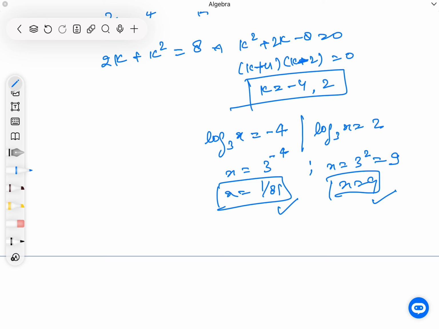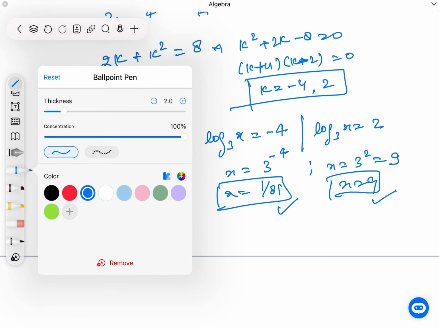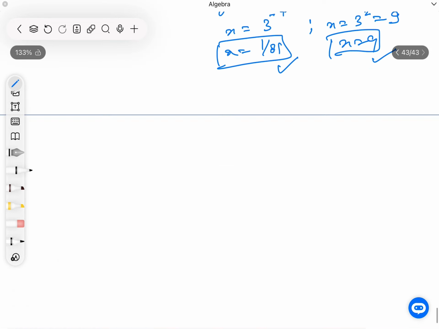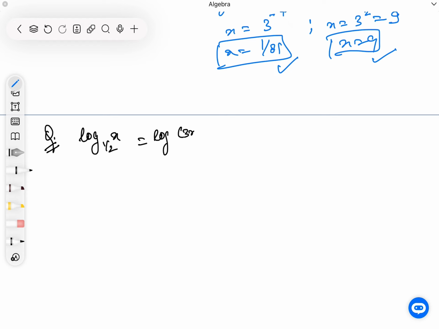Okay, let's see another question. Let's say you're given a question where you have to answer this. Sorry for that slowness. That is log of x with a base of 1/2 and log of 3x minus 2 with a base of 2.